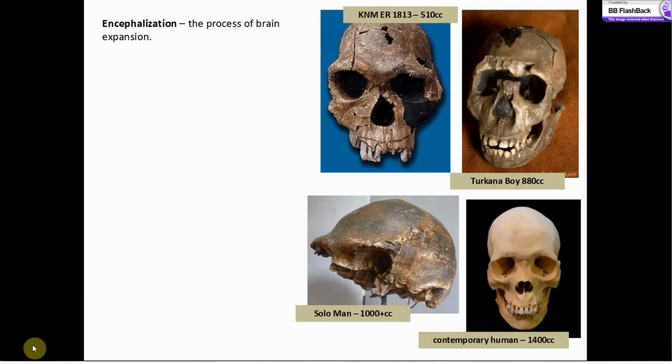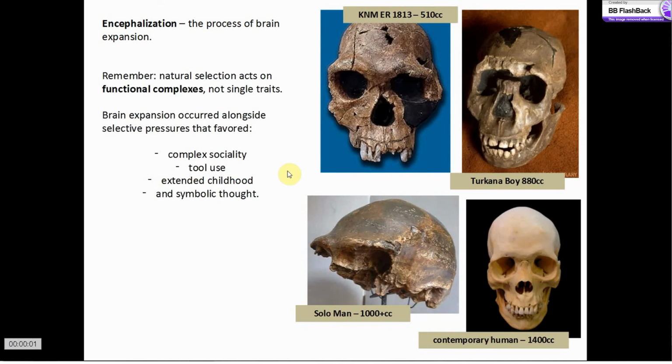So this process of brain expansion is called encephalization. Encephalization, for our purposes, is something that takes place over the course of evolutionary time. And this is just the gradual expansion of brain size from Australopithecus to Homo to contemporary humans. So I want you to remember that natural selection acts on complexes, not single traits. Okay, so the expansion of the brain was in and of itself not the whole story.